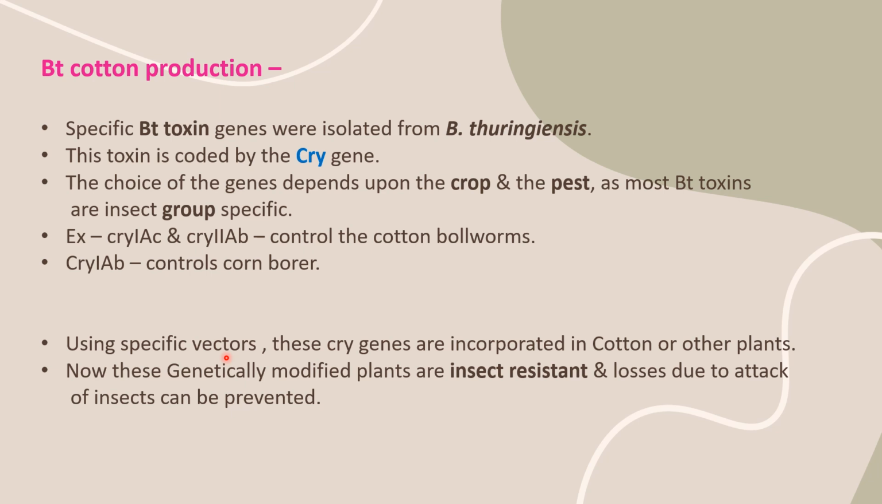Now after transfer of the Cry gene of Bacillus thuringiensis into the plant, these plants can now make Bt toxin protein, and these genetically modified plants are insect resistant. That means the plant itself becomes insect resistant and can kill insects. So this is the overall procedure of Bt cotton production.